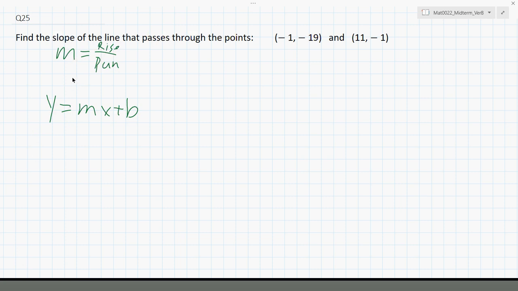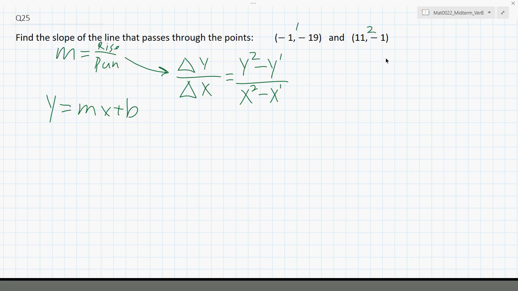Currently, as I said, m equals rise over run, which, if we want to say that in bigger terms, means the change in y over the change in x. This will be for trigonometry stuff later, but we're just going to call it right now y2 minus y1 over x2 minus x1. Now, the crazy part about this is it doesn't matter which of these two solution sets I call 1 and which I call 2, as long as I keep those numbers together.